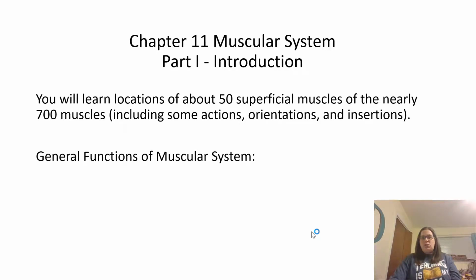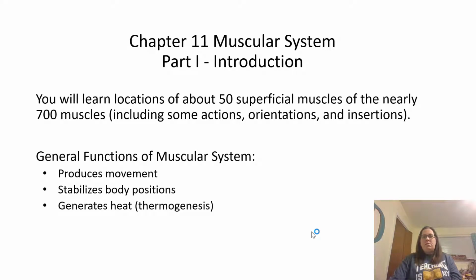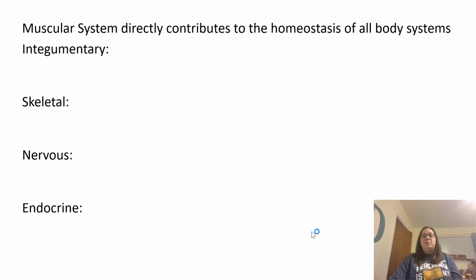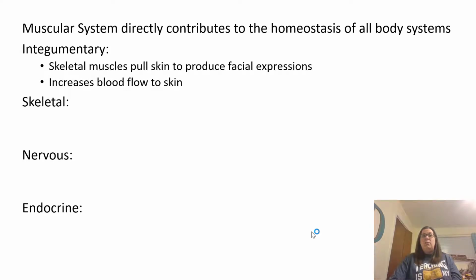So the general function of the muscular system is to produce movement, to stabilize your body positions, and to generate heat, thermogenesis. Now guys, we're focusing here on the skeletal muscles when we're looking at the muscular system. Now, the muscular system directly contributes to the homeostasis of all other body systems. So when we look at your skin, skeletal muscles are going to pull your skin to produce facial expressions. They're also going to increase blood flow to your skin.